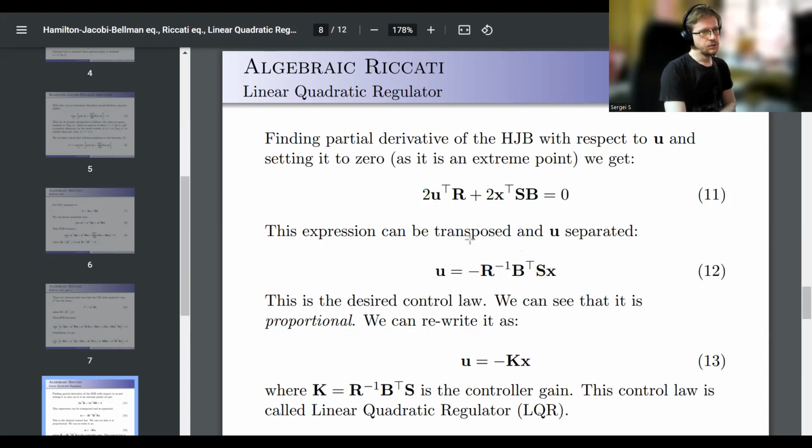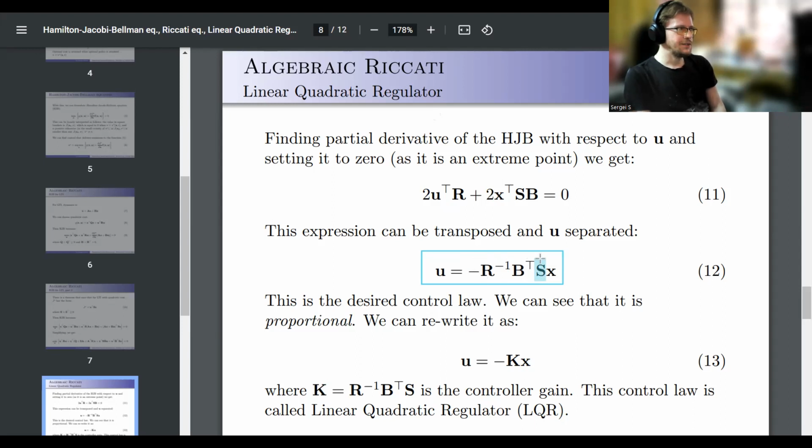Now, this control law is optimal. So this is the optimal control law. You can already use it. The only downside is that you don't know what S is. R, you chose yourself. That is your cost function. B is your control matrix. You know it, it comes from your system. S, you don't know what it is. You have to find it. It is the optimal quadratic cost function. You don't know what it is.